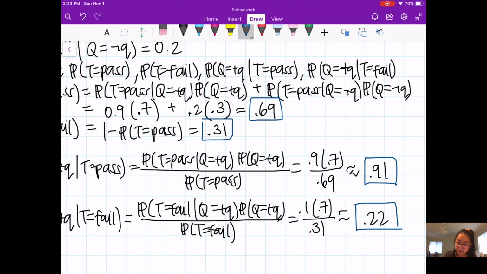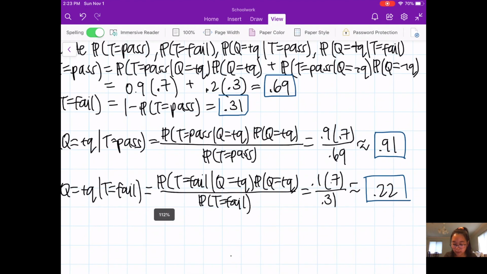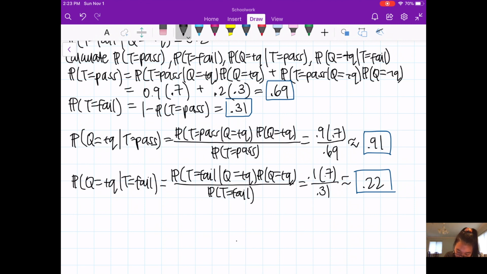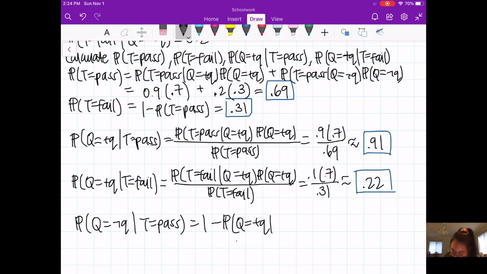And then looking at the specifics of the problem, we also want the case when the car is bad with each test. But now that we have these two, it's very easy to solve. So specifically, probability of Q is equal to negative Q, so in bad shape, given that T is equal to pass, will just be equal to 1 minus the situation of when the car is in good shape. Because if you pass the test, there's only two results. Your car is either actually in good shape or in bad shape. So the two have to sum to 1. So this will be about equal to 0.09.